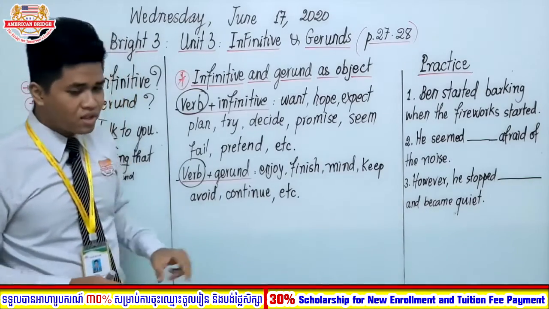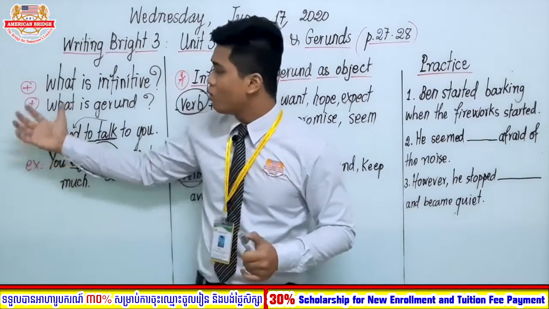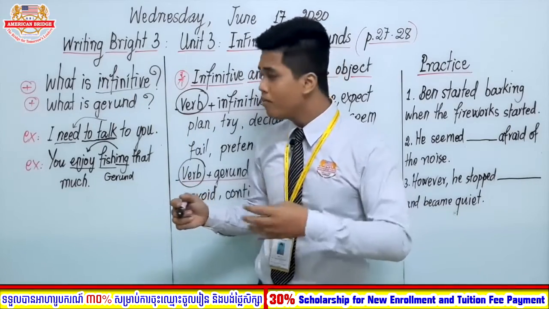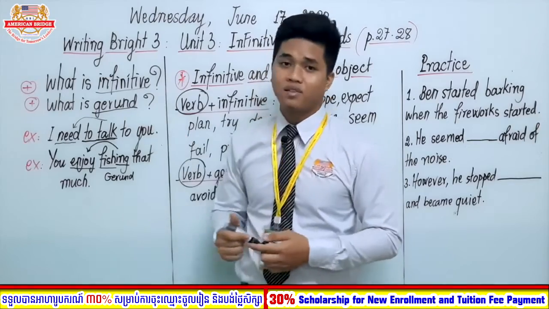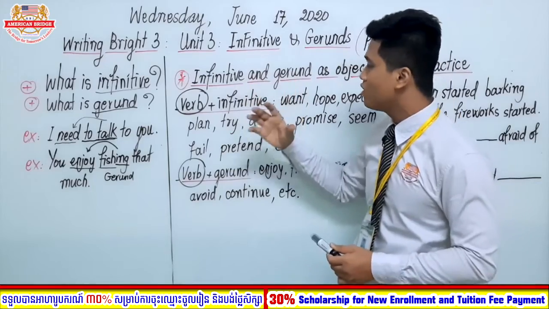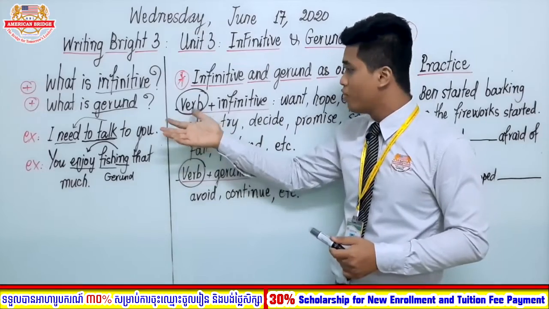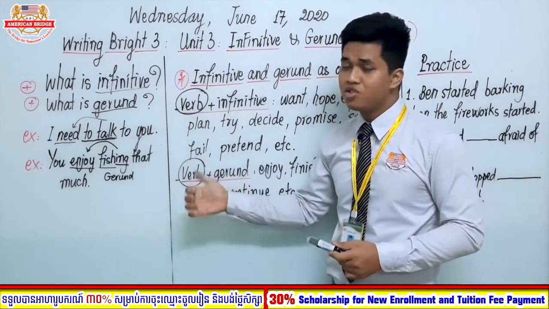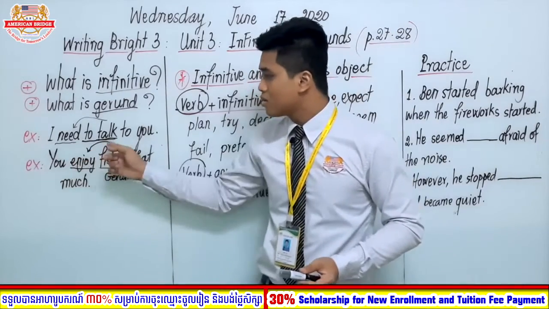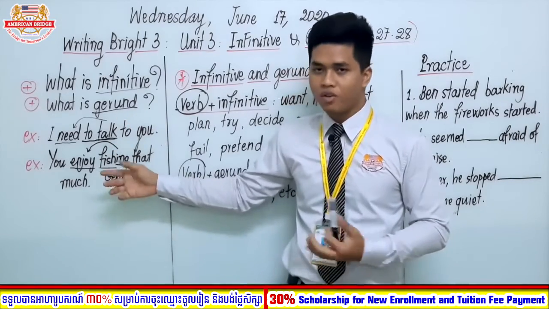Okay. So that is the main idea of the lesson. You now know what is infinitive, which is to plus verb. You know what is gerund, which is verb plus ing. And the structure here is that the gerund and the infinitive follow a verb. Verb plus infinitive and verb plus gerund. So in this sentence, if you see there are two verbs here, want and talk, the other one must be infinitive or it must be gerund.